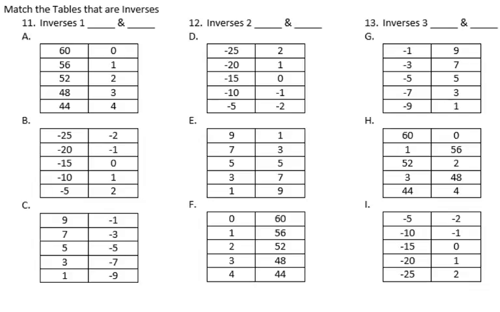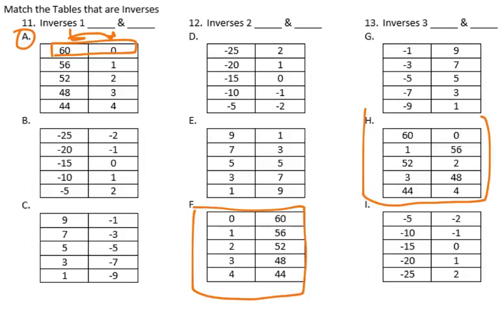Okay, now let's look at some inverses of tables. So we've got to find tables that are inverses. So let's start with A. Remember, on tables, the inverses, we're just swapping. Okay, so 60 still has to be with 0. So look for a 60 with a 0. So we've got this possibility or this possibility.